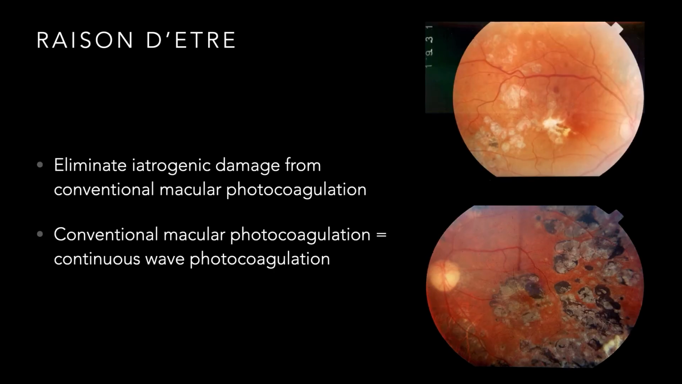Why do we even bother talking about subthreshold laser? The reason is that we want to eliminate iatrogenic damage from conventional macular photocoagulation. Conventional macular photocoagulation is also known as continuous wave photocoagulation. As you can see from these fundus photographs, these patients previously had diabetic macular edema and received conventional macular photocoagulation years ago. Although there is no longer diabetic macular edema present, there's widespread iatrogenic macular damage caused from the photocoagulation.